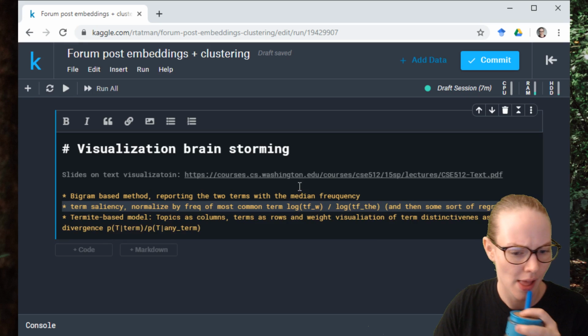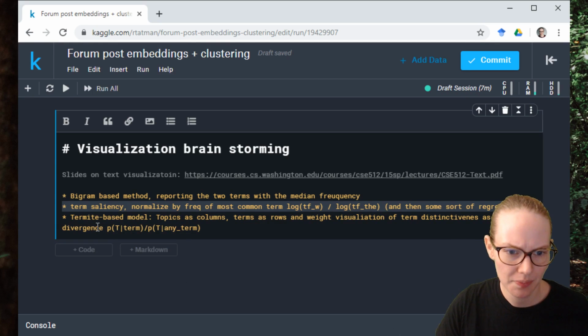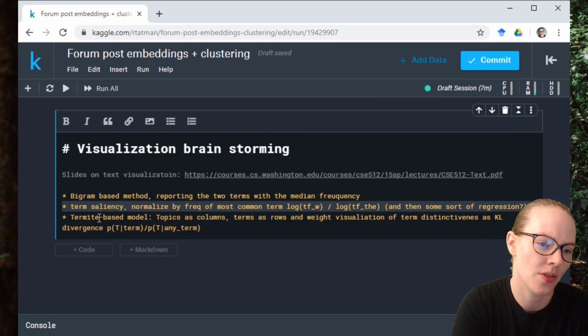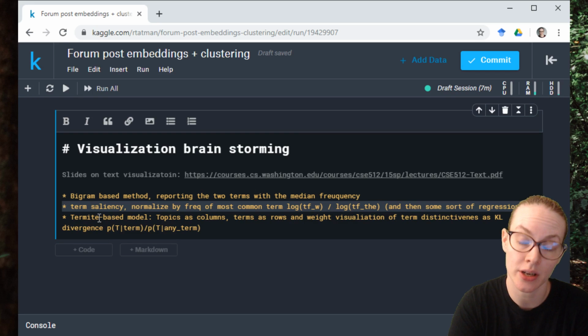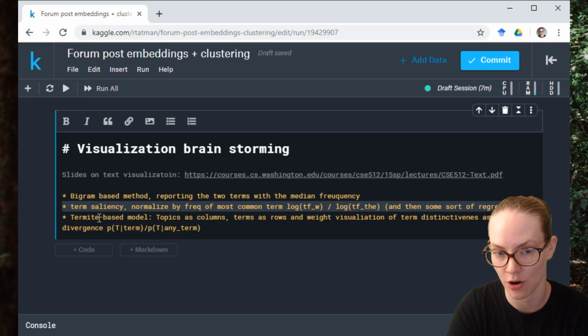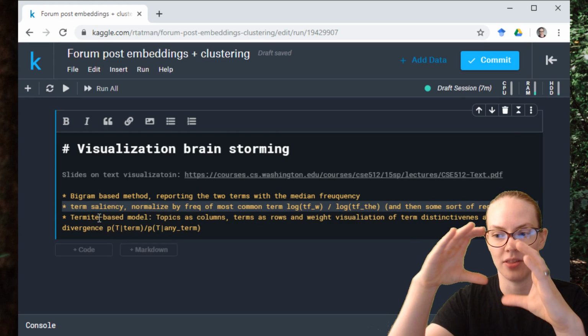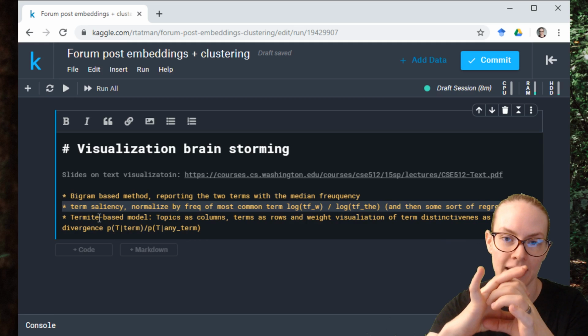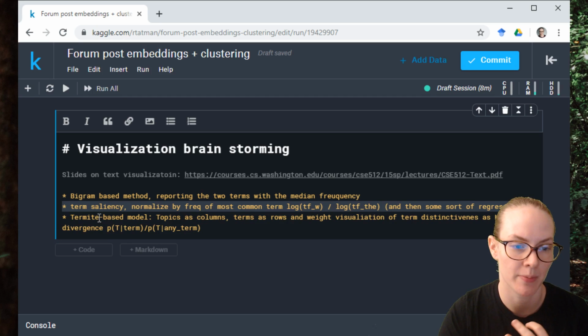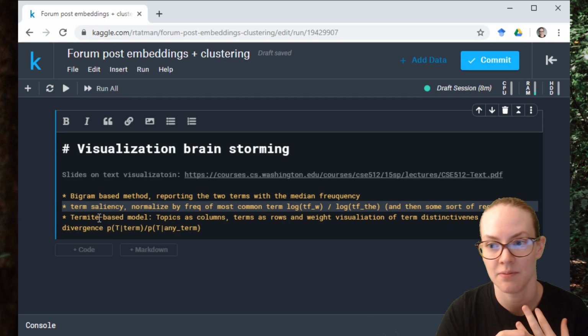And then there was the termite-based model, and there actually is a library for doing this, but it's all in Java, and I don't want to mess with that, where the topics are columns, the terms are rows, and there's a weight visualization of term distinctiveness. So in the original, it was sort of like a column, and then the weight visualization was the size of the term. Where you use the KL divergence, so the probability of t given the term divided by the probability of t given any term.